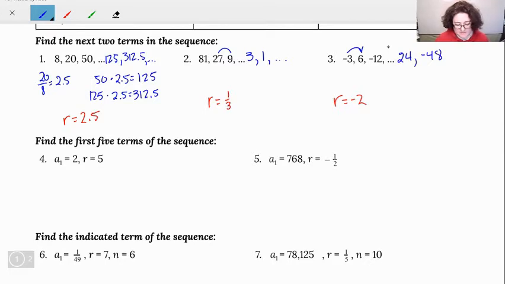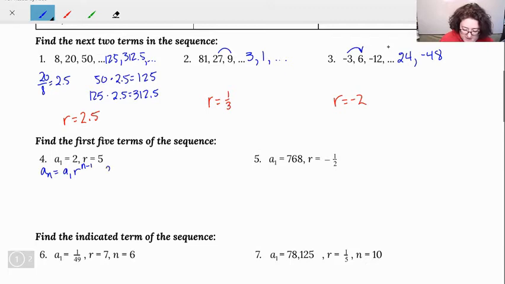Alrighty, 4 and 5, find the first 5 terms of the sequence like we did with arithmetic. So again, they're giving us our a sub 1 and our common ratio. So we could do this with the formula that we have at the top of the page, which was a sub n equals a sub 1 times r raised to the n minus 1. How many times are we multiplying that r? Again, an exponent just tells you how many times you're multiplying that same value over and over again.